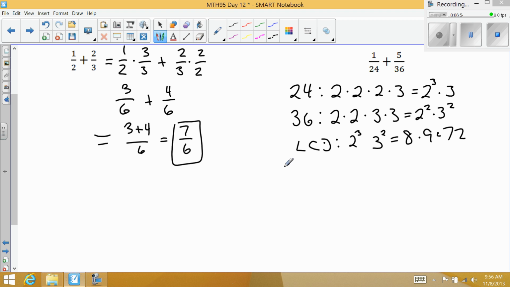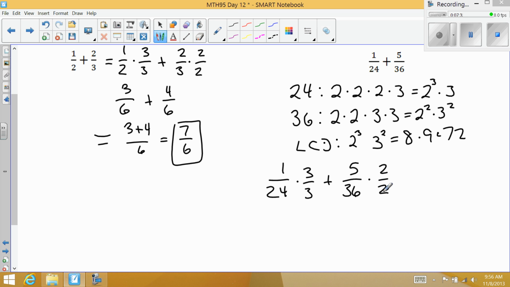My original problem here, I had 1 over 24. So the 24 contains the 3 2's and the 1 3. So in order to have the 2 cubed times 3 squared, all that's missing from the 24 is a 3. So I need to multiply it by 3 over 3. And then the 5 over 36, the 36 contained the 2 squared and the 3 squared. My common denominator is 2 cubed and 3 squared, so it's just missing a 2. So I put in the missing factors.